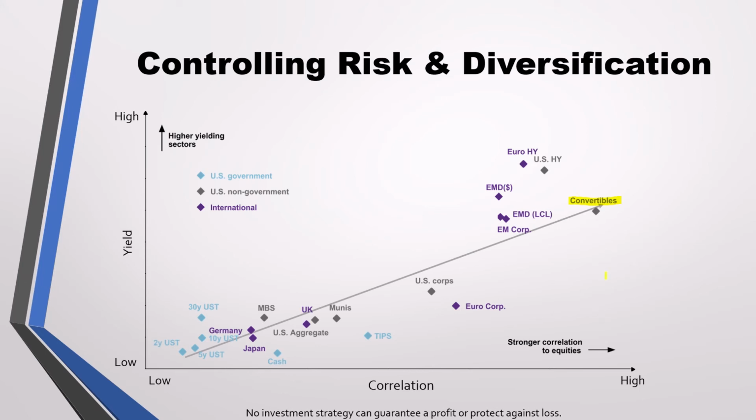We also have U.S. high yield carrying quite a bit of risk. On the left-hand side, you'll see many of the higher quality government bonds, including the U.S., Germany, Japan. These are countries that offer low credit risk, and in exchange, they can be used to diversify some of the stock risk within our portfolio.